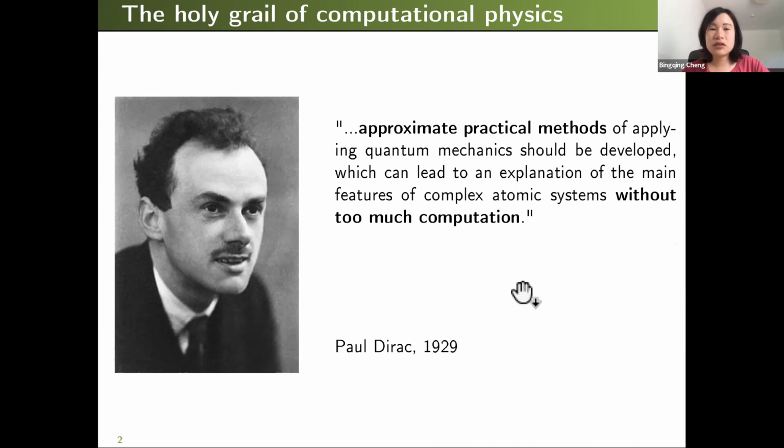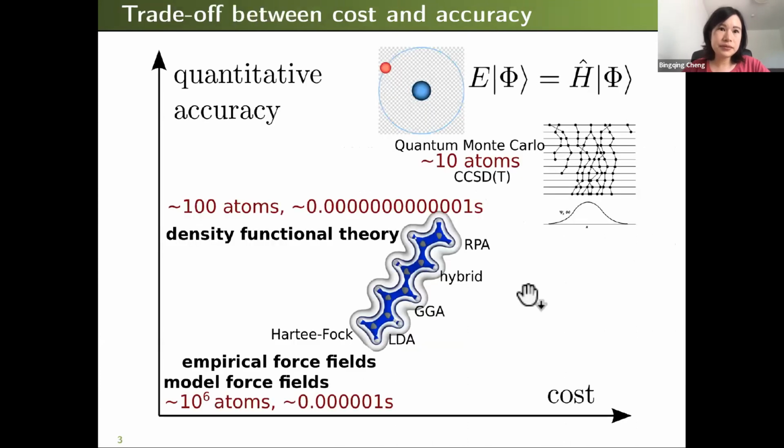So what is the solution? Again, according to Paul Dirac, the solution is to develop approximate methods so that we can simplify these computations. And with that in mind, let's look at the state-of-the-art methods.